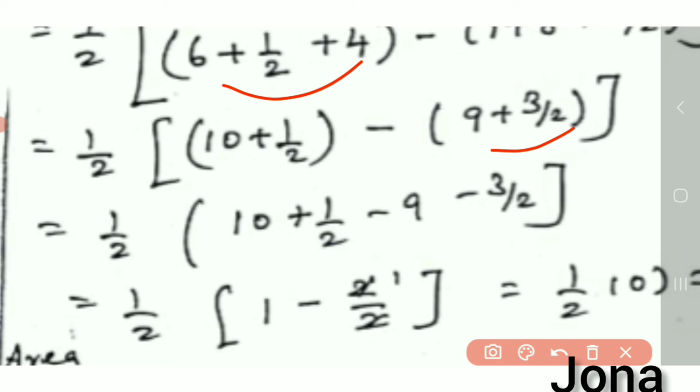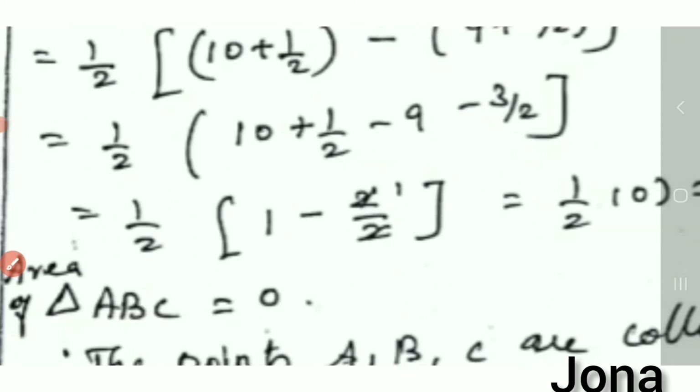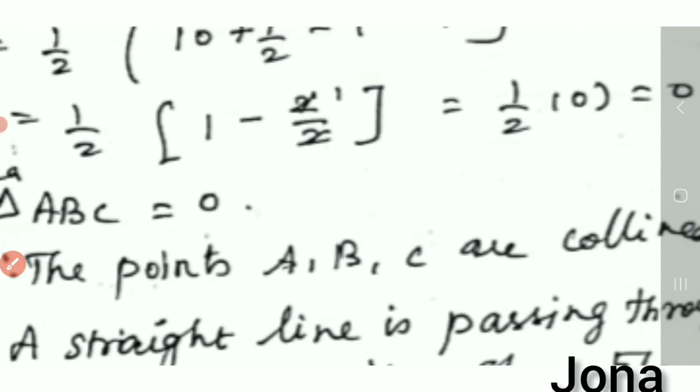So remove the bracket here. So minus 9 and minus 3 by 2. Here 10 minus 9 is 1. Here half minus 3 by 2, that is nothing but minus 2 by 2. If you cancel, we get 1 here. So 1 minus 1 is 0. So half into 0 is nothing but 0. So the area of the triangle now we got is 0. That means if the area of the triangle ABC equals 0, we can say the points A, B, C are collinear.